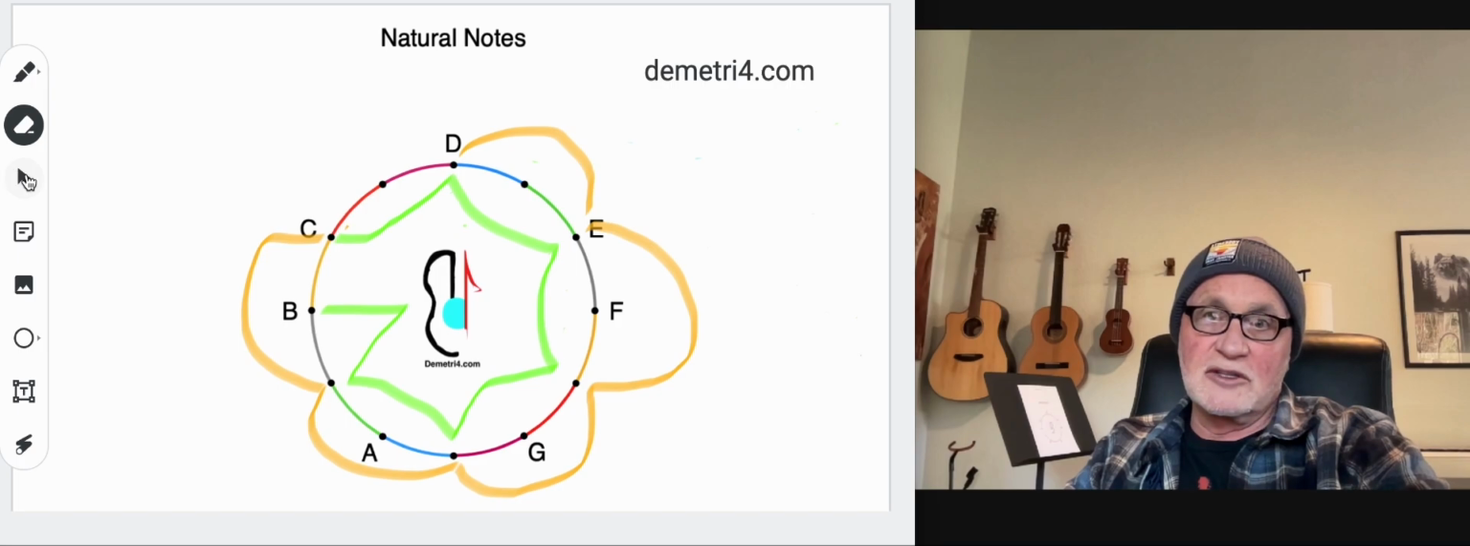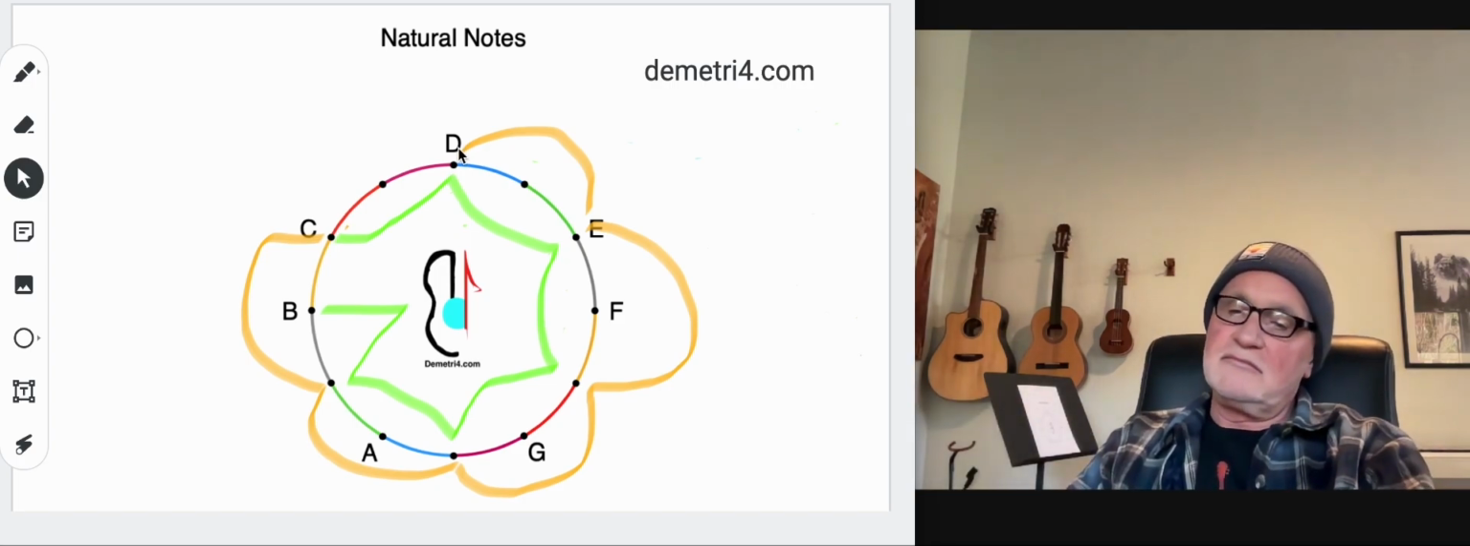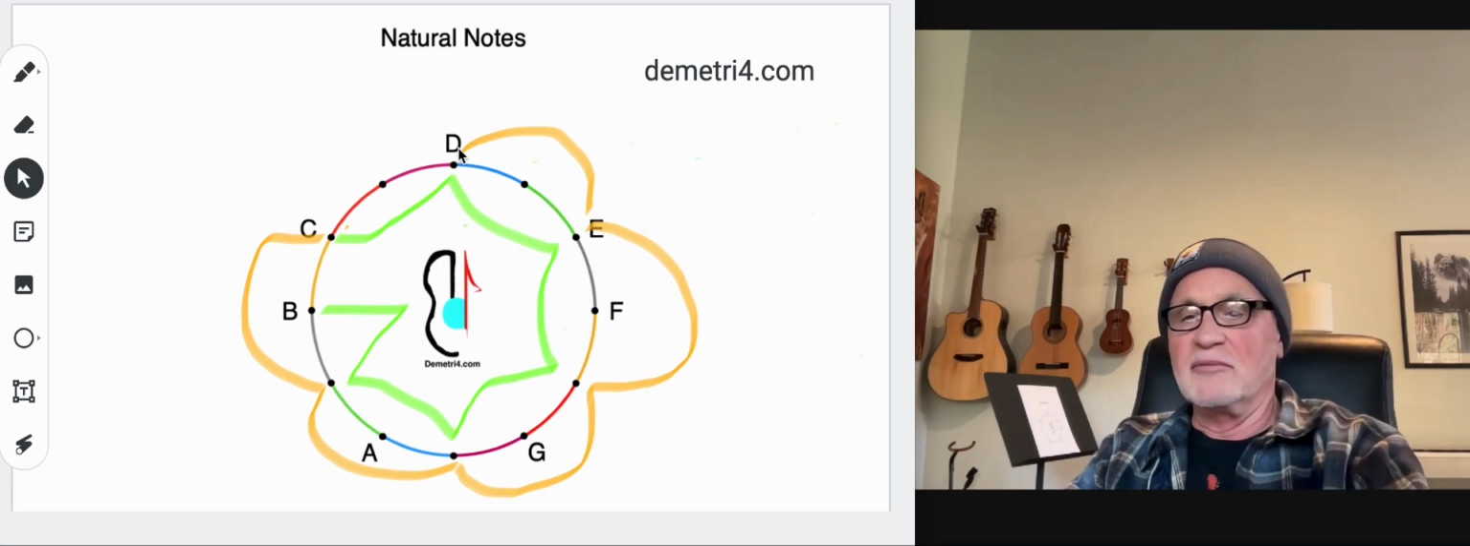So quickly, C to B is a major seventh, 5 whole steps and a half step. D to C is a minor seventh, 5 whole steps. E to D is 5 whole steps, minor seventh. F to E is 5 whole steps and a half step, major seventh.